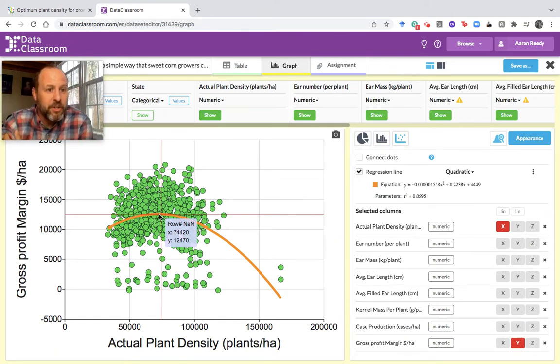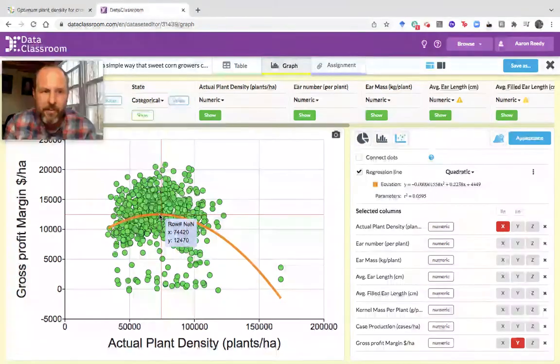Now, note to teachers, the actual numbers are slightly different from what you see in the published paper, but they use a more sophisticated linear mixed effects model. We're just using this simple quadratic regression with these two variables, plant density and gross profit margin. I think students will still get the same message, and qualitatively the results are the same with this simple model that they can build in Data Classroom and the more sophisticated model that the authors of this paper actually published.